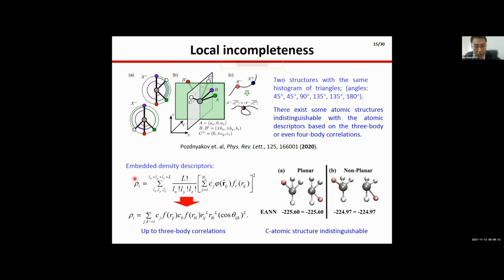And since our density descriptors still have this 3-body correlation form, we cannot distinguish such geometries. And not only our descriptors, but many other similar descriptors suffer from the same problem.